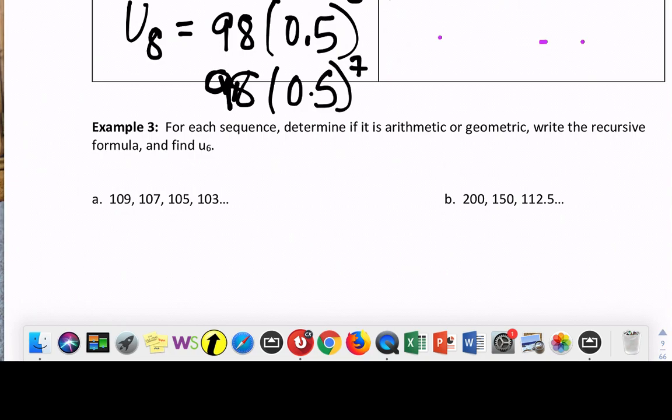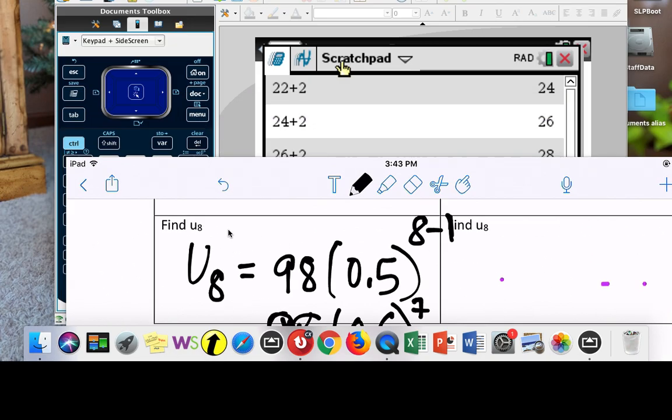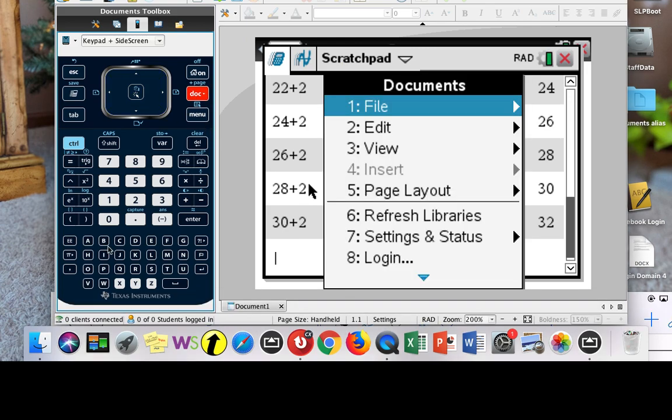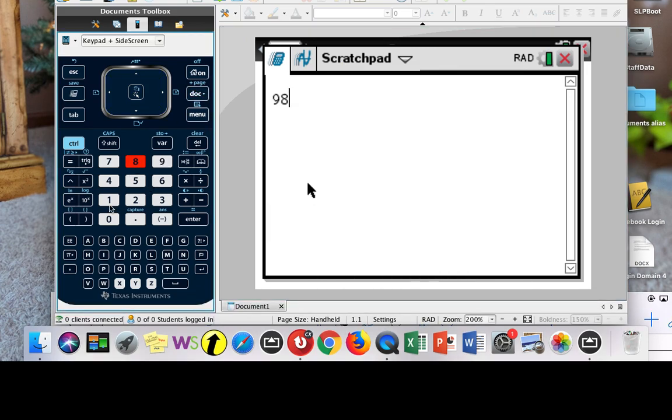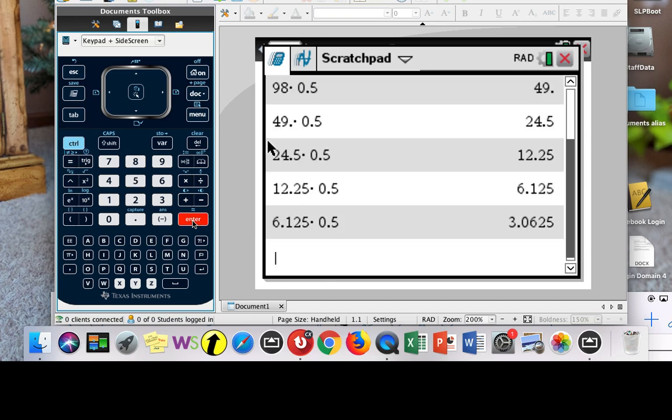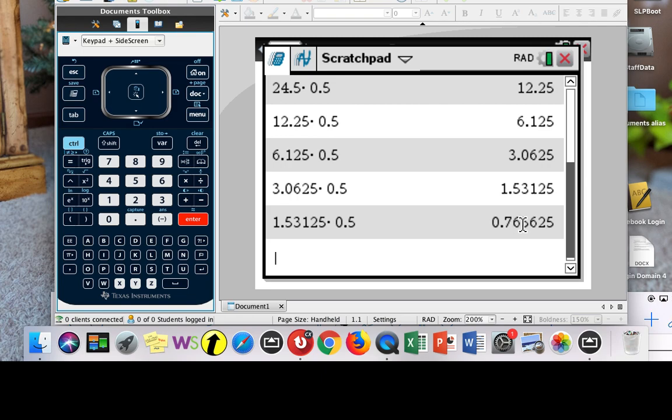In our calculator, we can type in 98 times 0.5 to the 7th power. Okay, so let me do that. Let's clear this. All right, so 98, and we have 0.5 to the 7th power, because it's like hitting enter 7 more times. So let me show you what that means. So here's our answer, 0.76. Here's another way to do it recursively. So we start at 98, hit enter, and then we're going to multiply by 0.5 every time. So the reason why it's to the 7th power is because since we're starting at 98, we're going to hit enter 7 more times. 1, 2, 3, 4, 5, 6, 7. And look, we get that 0.76.